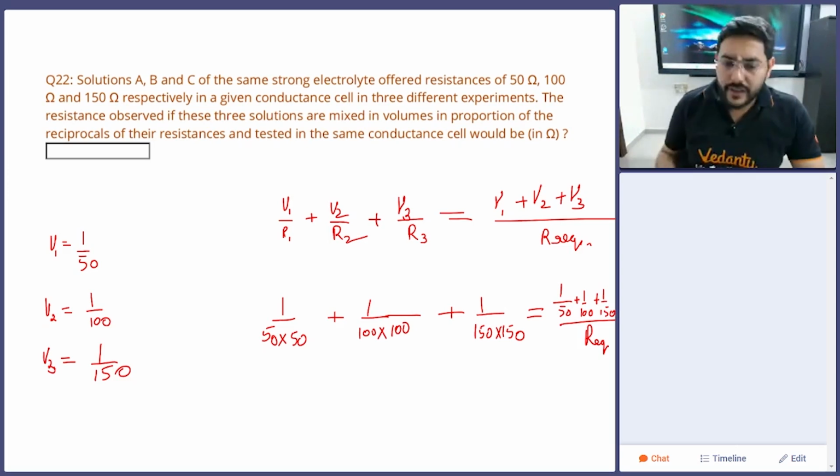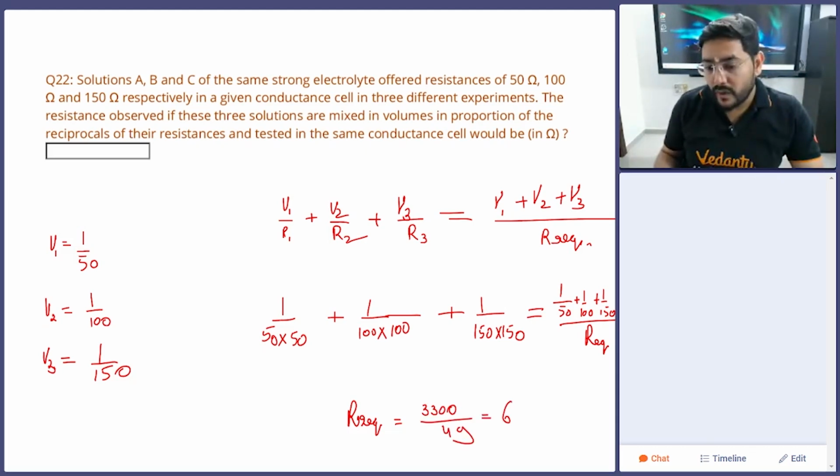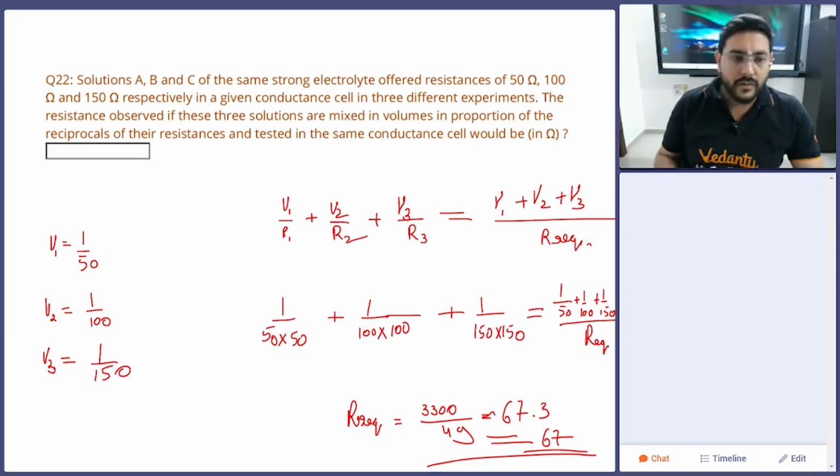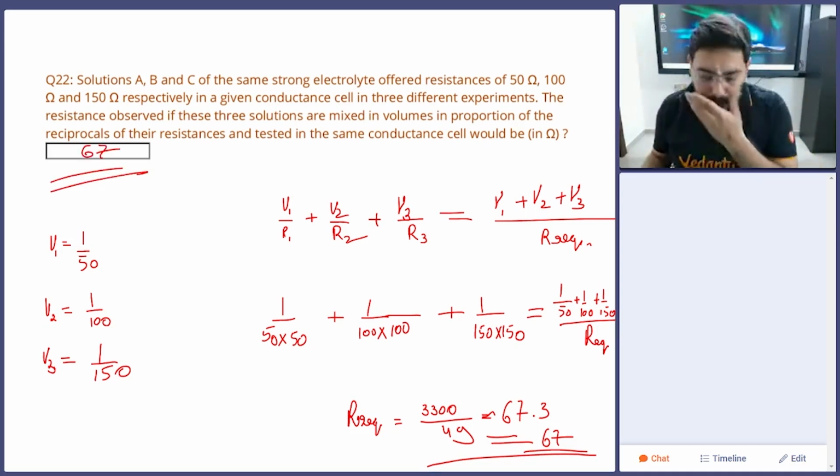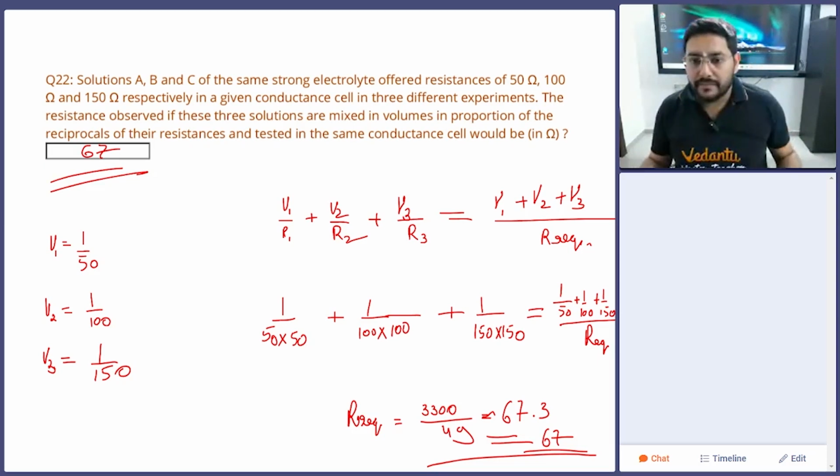Now solve it. That is equal to 3300 divided by 49. On solving this, we are going to get approximately 67.3, and that is approximately equal to 67. So the right answer for this question is going to be 67. Is this part clear?